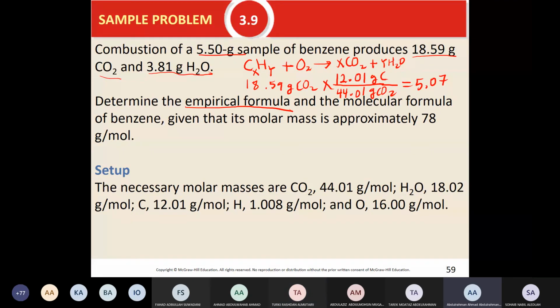5.07. Continue. Gram carbon. Mister, I have a question. If we are looking for the oxygen, we will multiply the numerator by 2, right? Because there are 2 atoms. 2 times 16. Yes, it will be 32. You put in the denominator 32 divided by 44. Exactly. Okay, thank you.